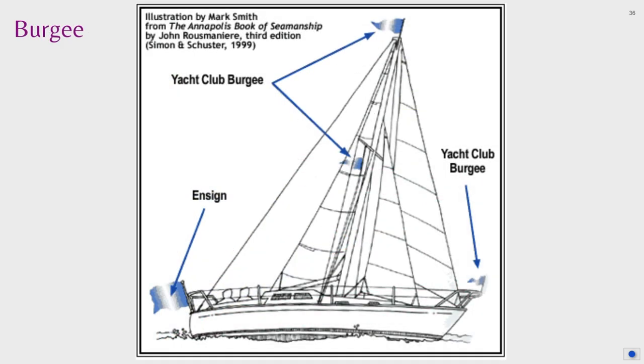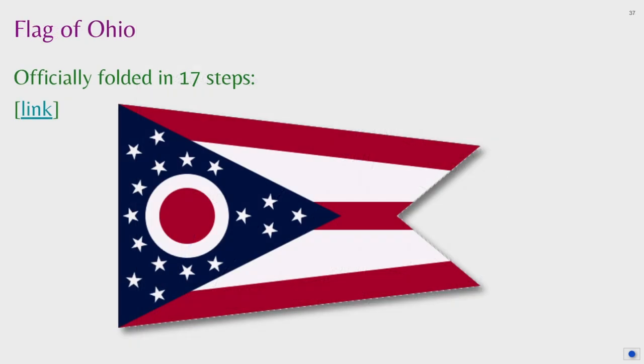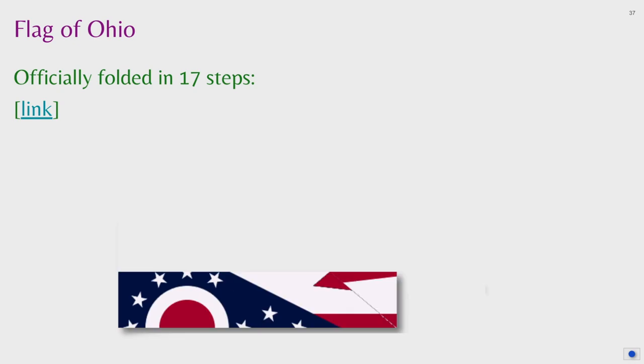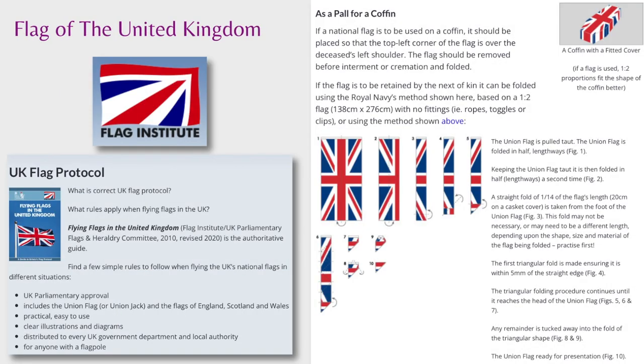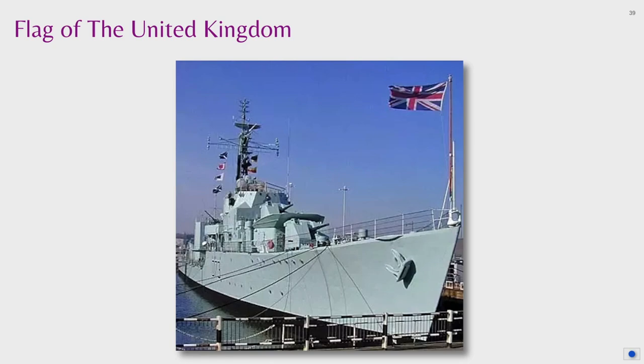Although my research tells me that, strictly speaking, a Burgee is the distinguishing flag of a recreational boating organisation and is usually pennant-shaped. The flag of Ohio is officially folded in 17 steps. You get the gist. The UK Flag Institute outlines the protocol for folding the Union flag, which is not necessarily a jack, unless, of course, it's flying from the jack staff.